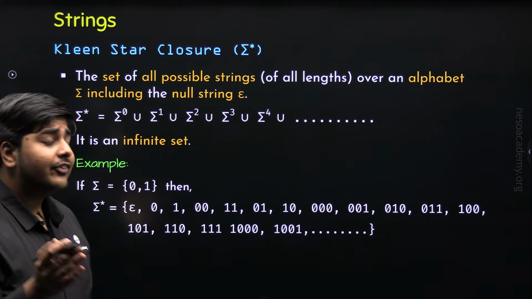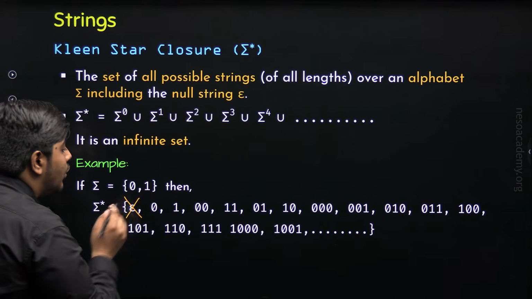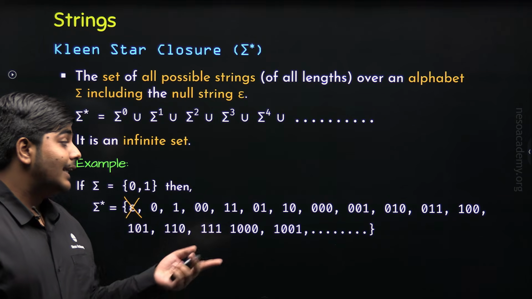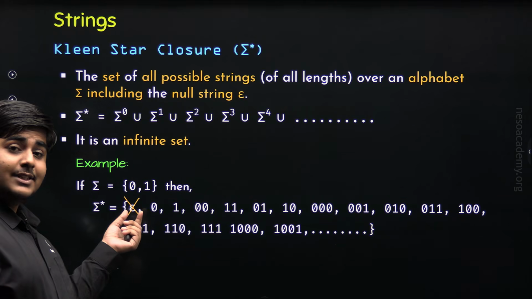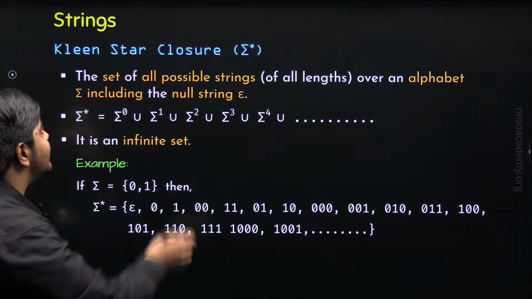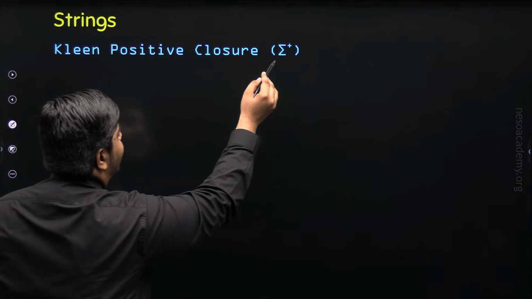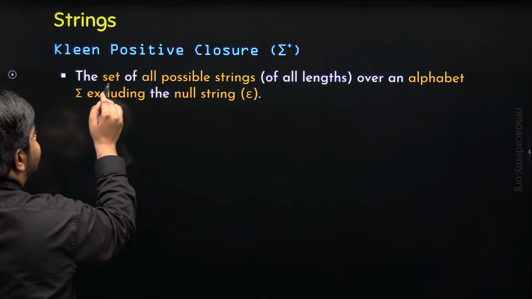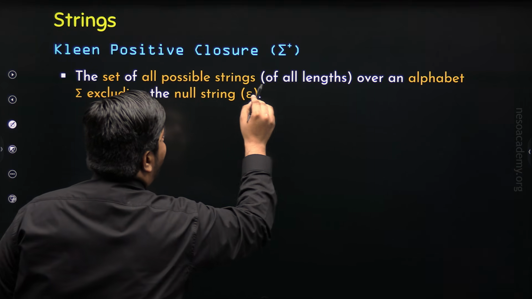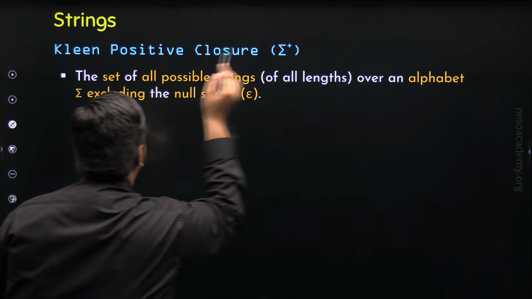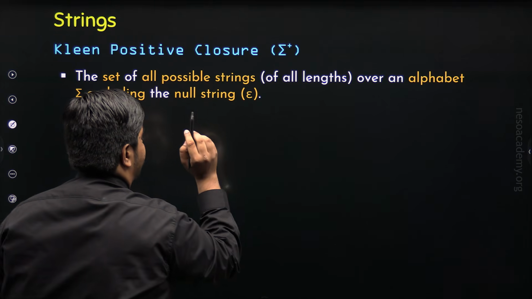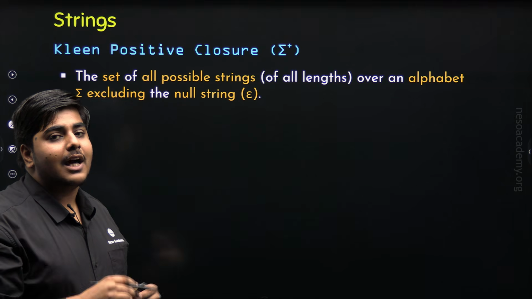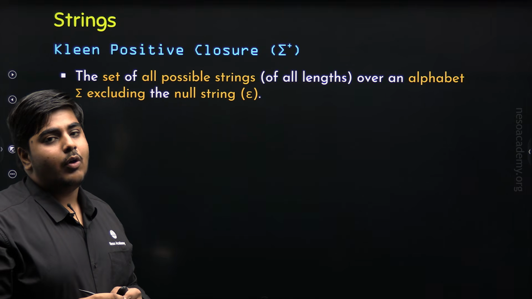Now, what if I remove epsilon from this set? Then we will simply get a new set. And that set without this null string epsilon is called the Kleene positive closure, represented by sigma to the power plus. So it is defined as the set of all possible strings of all the lengths over an alphabet sigma, excluding the null string. Now here we are excluding the null string epsilon. In Kleene star closure, we were including the null string also.